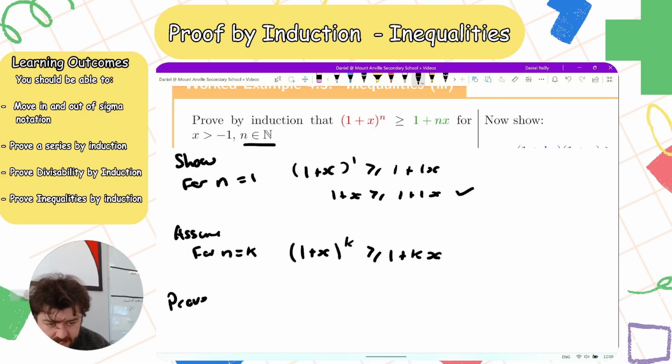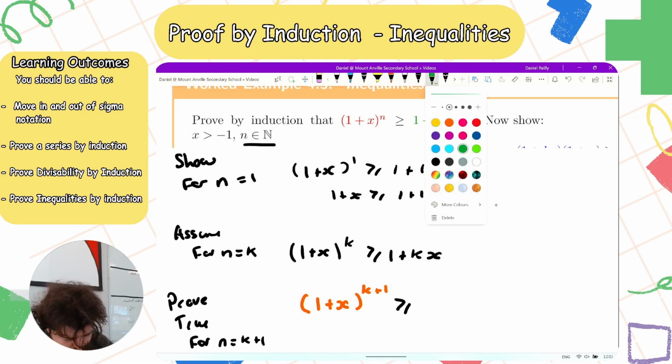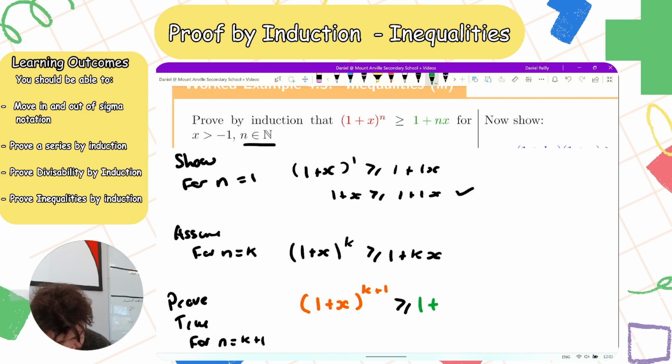Now, finally, last step, we need to prove true for n equals k plus 1. So that is going to be 1 plus x to the power of k plus 1 is greater than or equal to 1 plus k plus 1 times x. So this is going to be my a is greater than c.